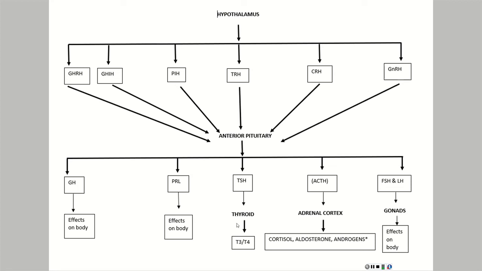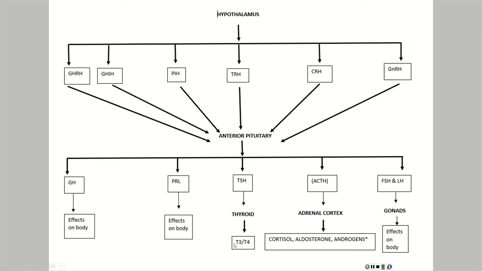Let's say there's another patient and we check their T3, T4, and we see that their T3, T4 is high. So we backtrack and we check their blood again and we see their TSH is also high. Where's the problem? Well, here the problem is with the anterior pituitary.